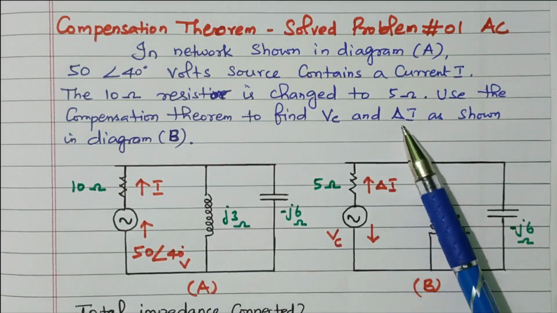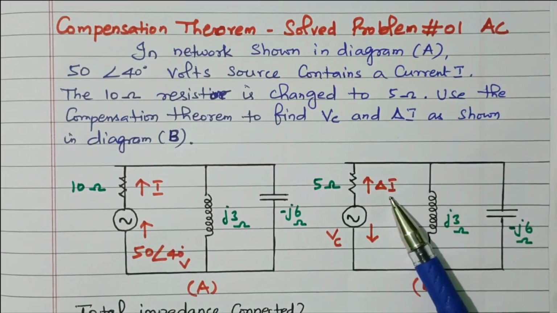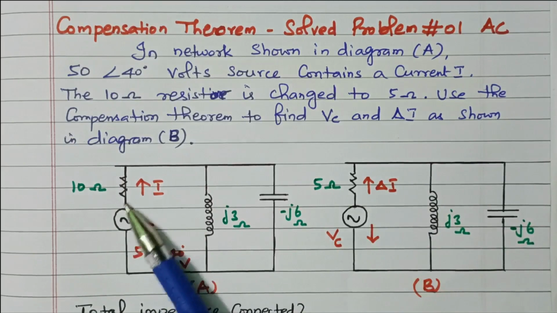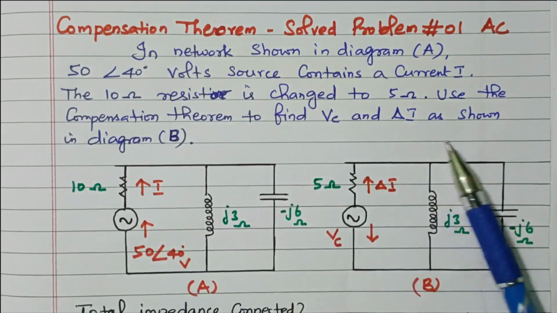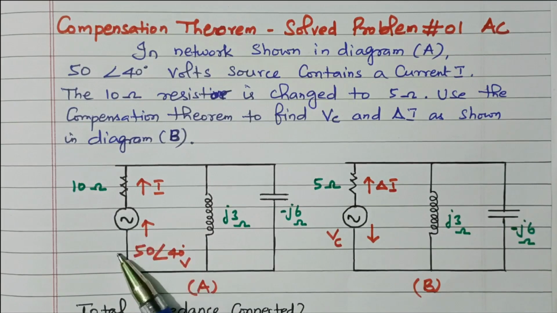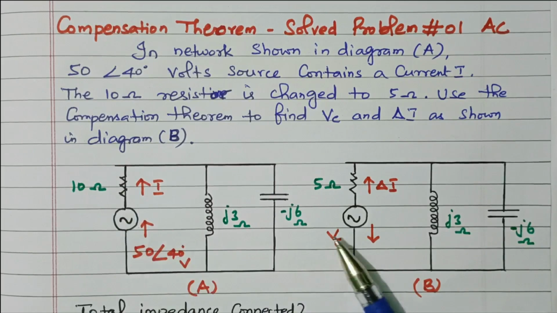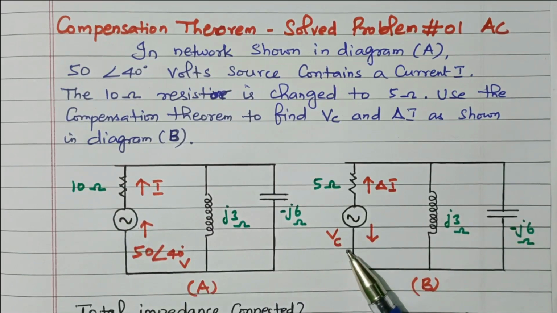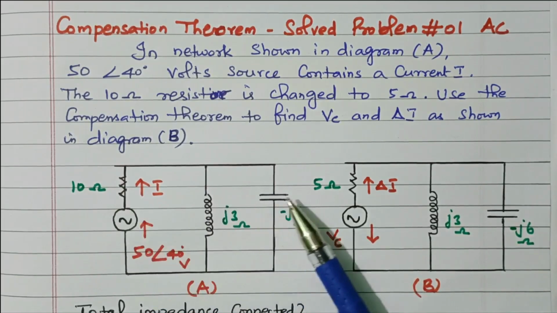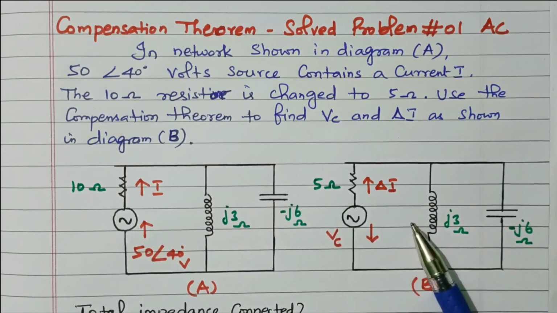Here one more question is asked: delta I. The change in current also we need to find. So this is the original circuit A, this is the compensated circuit. So this original voltage source is removed. The voltage source means short circuited. For that we added compensation voltage and 10 ohm is changed to 5 ohm, right? So this is network A and network B.